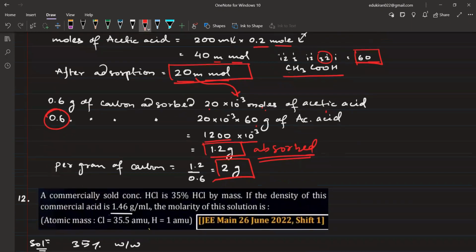See next. इसको कीजिए आप लोग खुद से. A commercially sold concentrated HCl is 35% HCl by mass. If the density of this commercial acid is 1.46 grams per ml, the molarity of this solution is how much? ठीक है? Please calculate कीजिए खुद से आप लोग. You have been given mass percentage and the density. Direct formula वाला सवाल है.